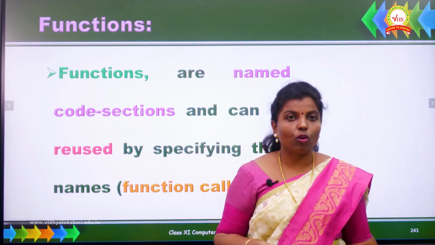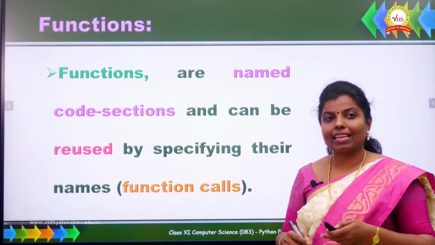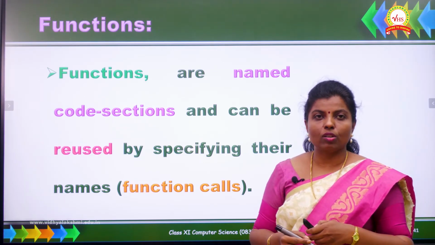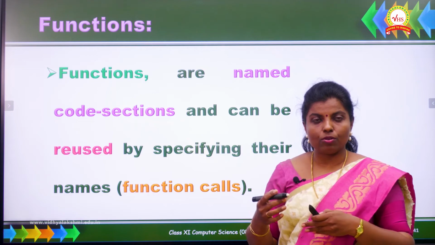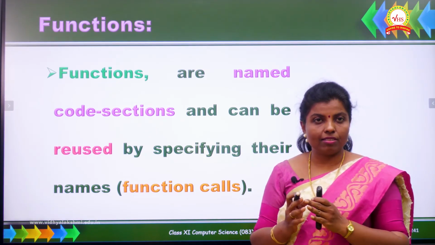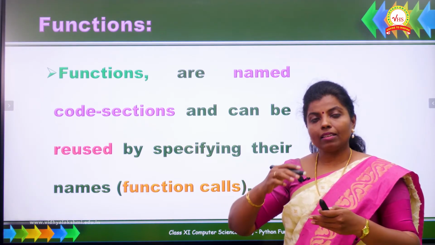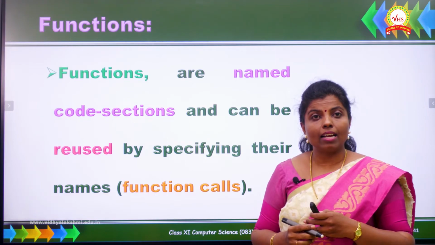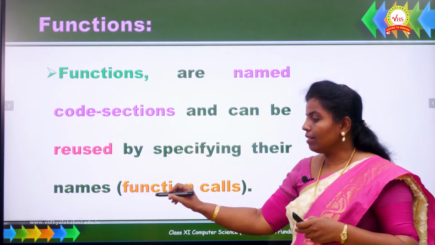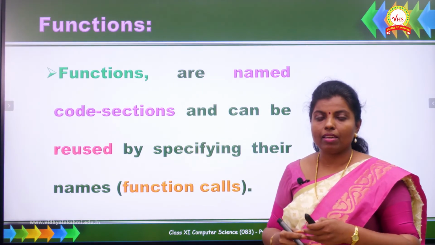Now let us learn what are functions. Functions are named code sections and can be reused by specifying their names. That is, through function calls, the functions can be reused. So we write a function definition. Those function definitions will not be executed until they are called. But the functions, once written, can be reused any number of times. So only when there is a function call, whatever functions we have written will be executed.